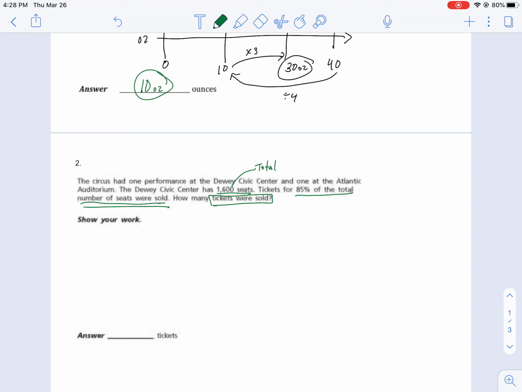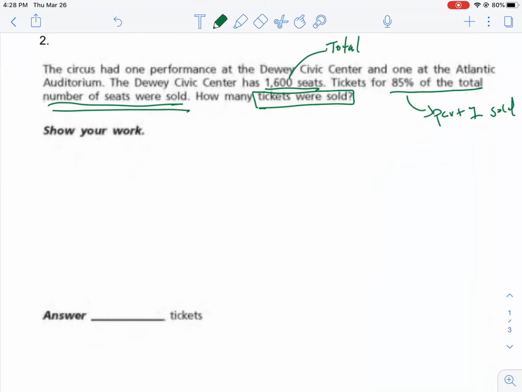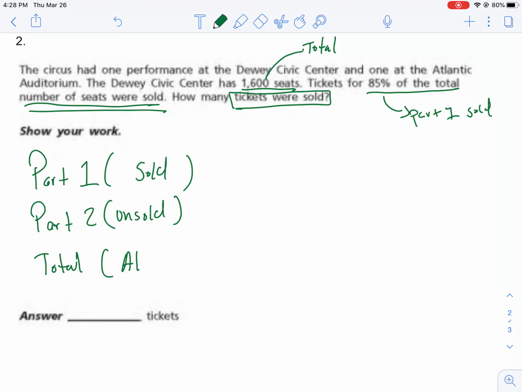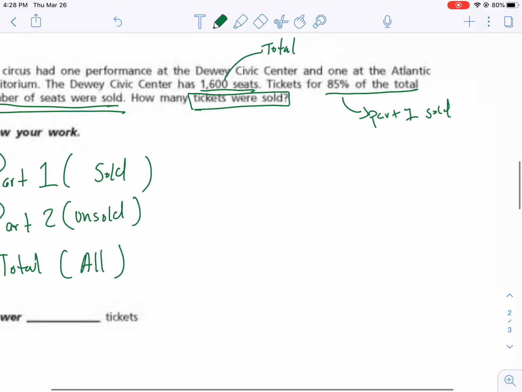And now it says the tickets for 85% of the total number of seats were sold. So this is part 1, which represents the sold. So what would the other part represent? I hope you said unsold. So here, let's go ahead. We have part 1, part 2, our total. Part 1 is going to represent the sold, and part 2 is going to represent the unsold. And our total is all seats. Great.